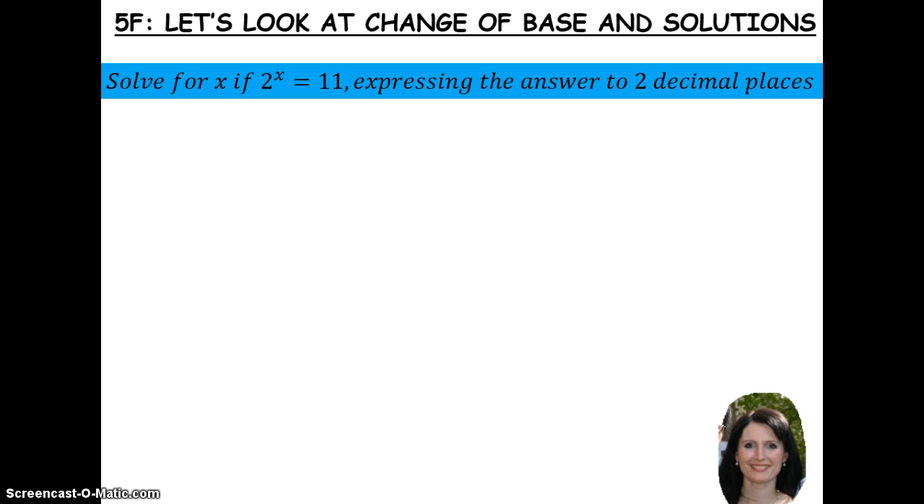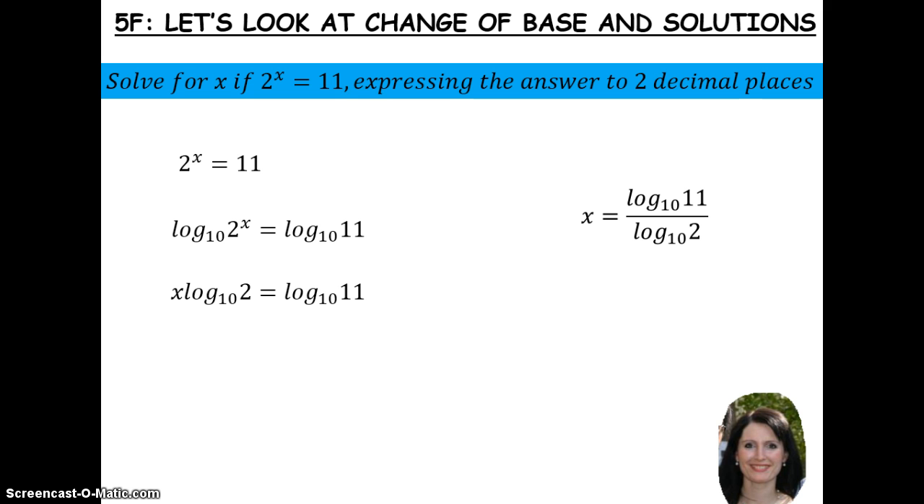Let's solve for x if 2 to the power of x equals 11. We want to express the answer to two decimal places. So 2 to the x equals 11. That's like saying log_10 of 2 to the x equals log_10 11. So x log_10 2 equals log_10 11. I can then just say x equals log_10 11 over log_10 2. And on my calculator, I approximate x to 3.46.